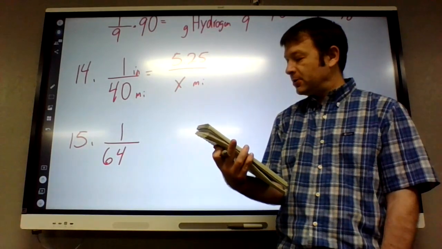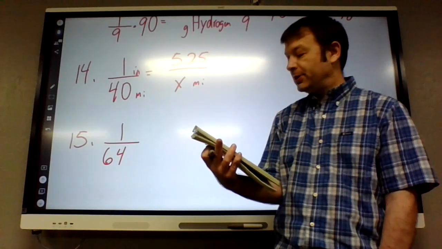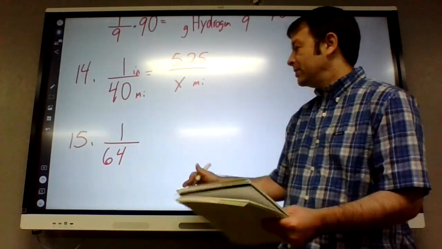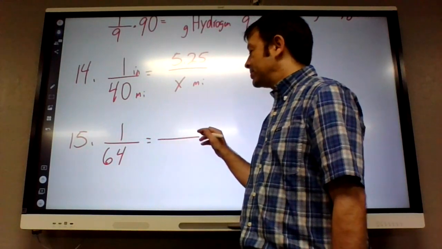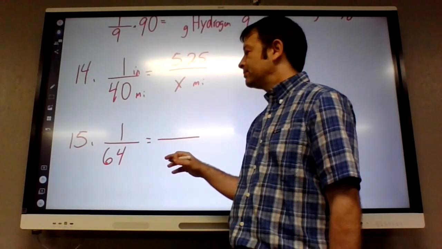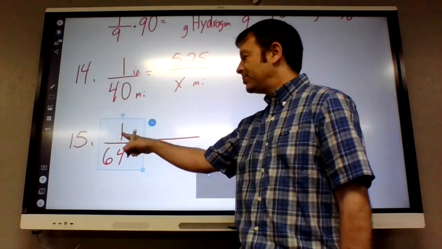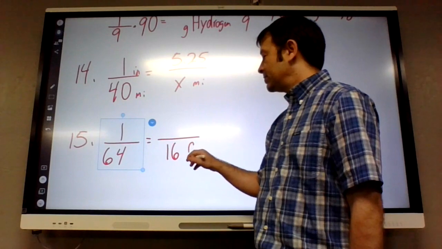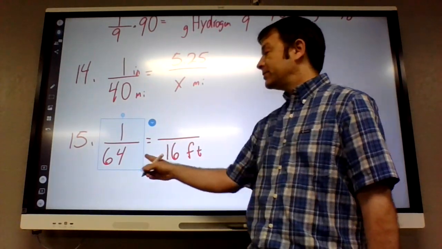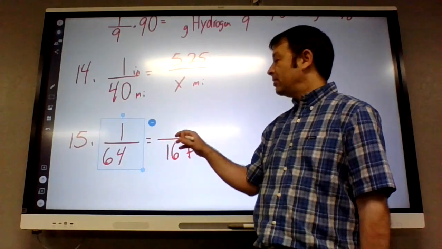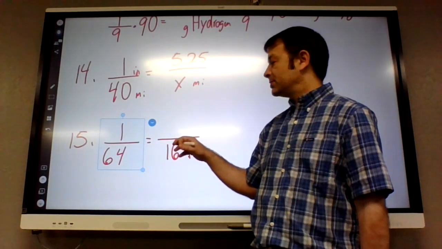How many inches long is the model, that's the toy, of a car that is 16 feet long? So, where should the 16 feet go? On the bottom. Because this is the toy, this is the real. So 16 feet should go across from the real. Well, we're going to have to change it into inches.